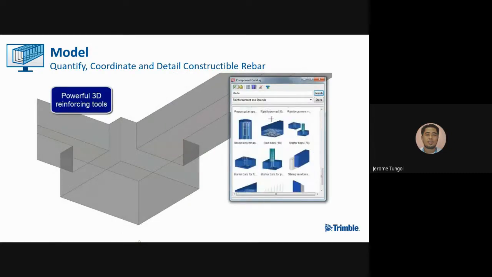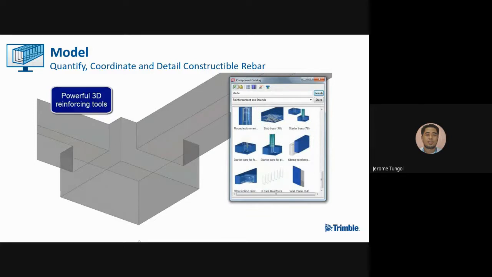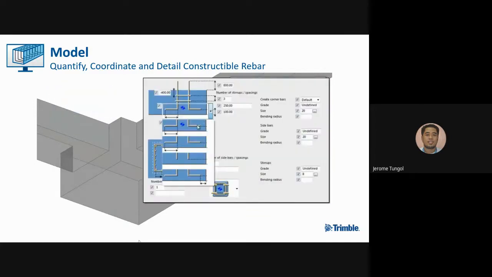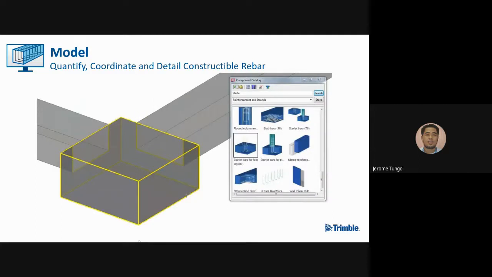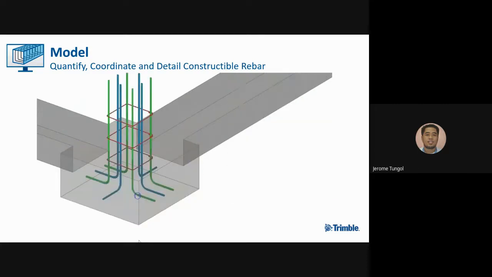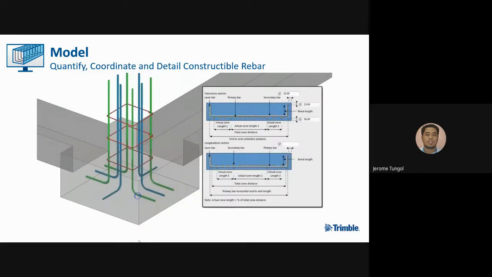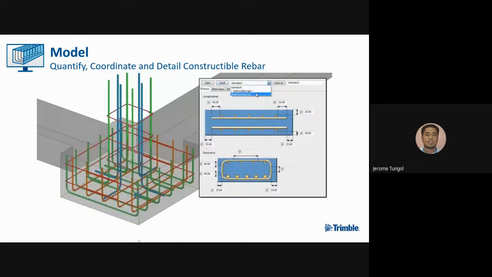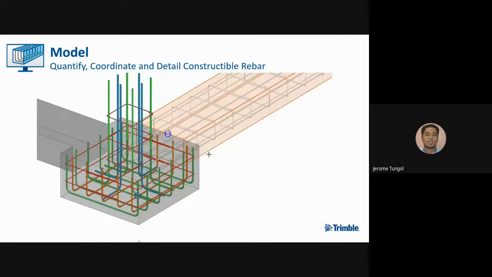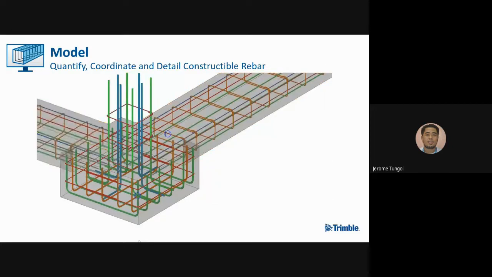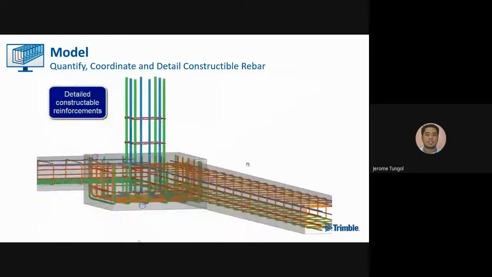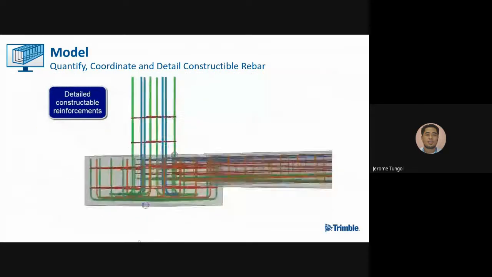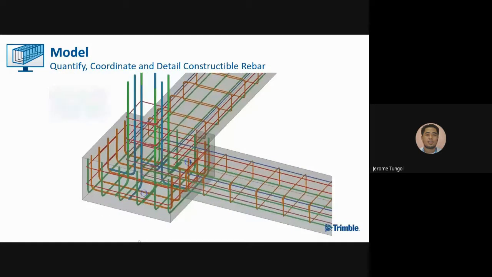Tekla Structures is also a powerful 3D reinforcement tool, with a component catalog for columns, beams, slabs, and walls. Component reinforcement is very easy to use. You just simply input all distances and sizes of the rebar needed based on the picture. Also, to apply the component, you just simply click the concrete part and you will now have a detailed set of rebar, such as main bars and stirrups.